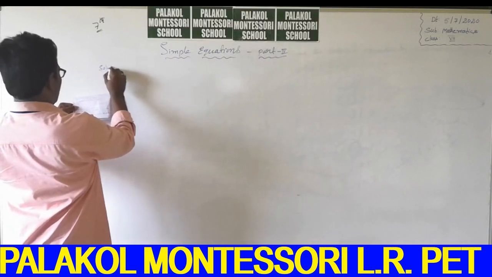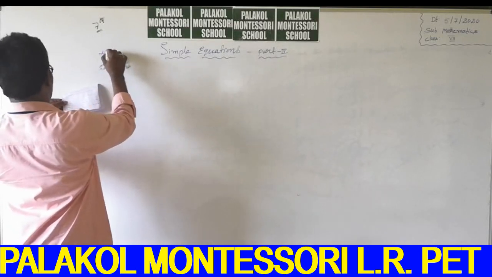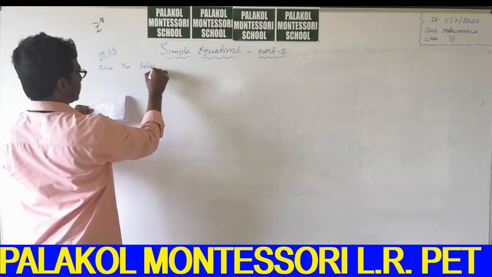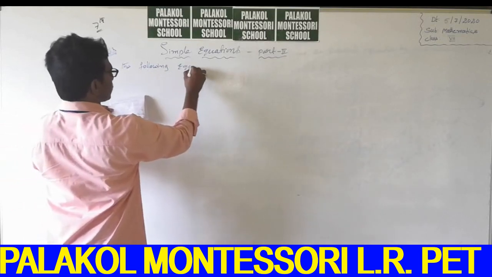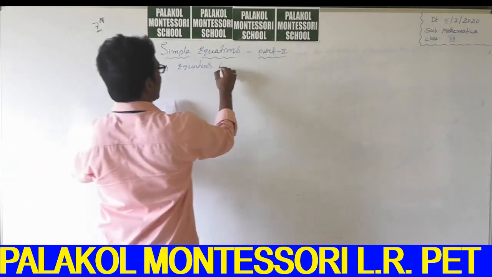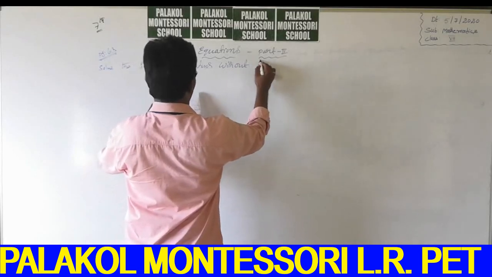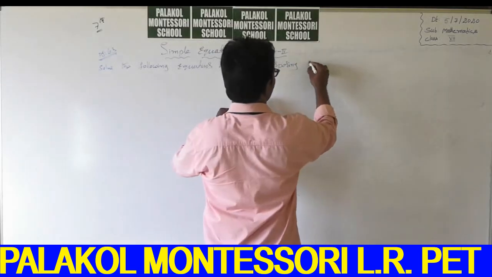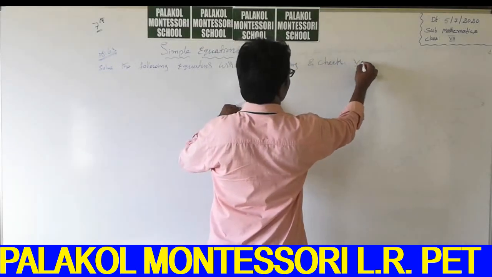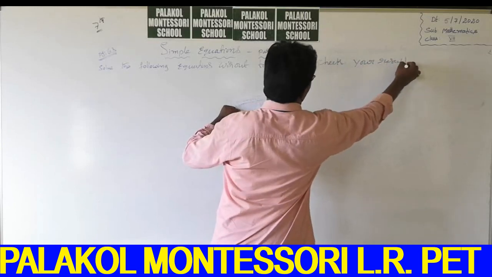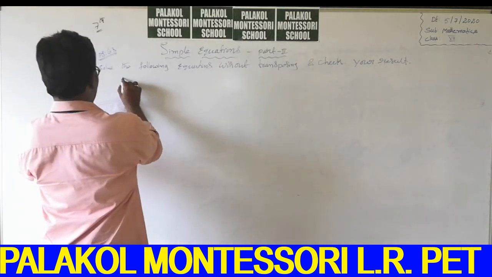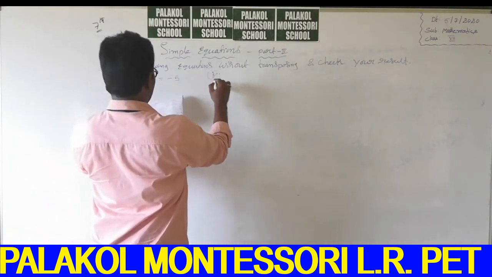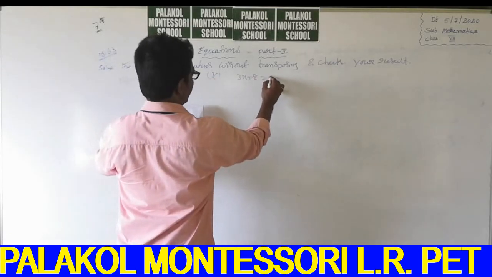Solve the following, page number 63. Solve the following equations without transposing and check your result. The first question, y minus 12 is equal to minus 5, and the fifth question, 3x plus 8 is equal to 5x plus 2.